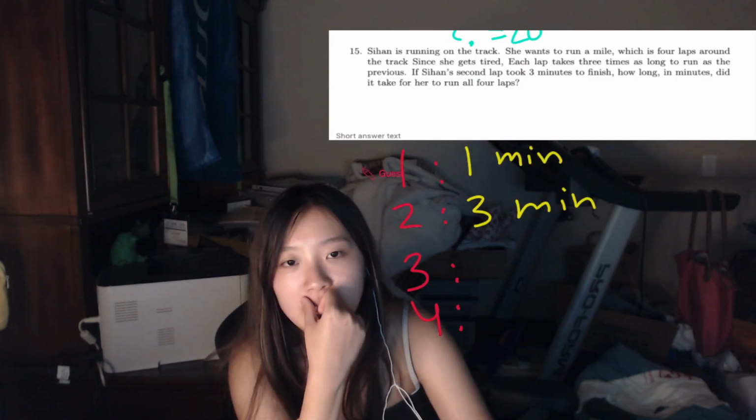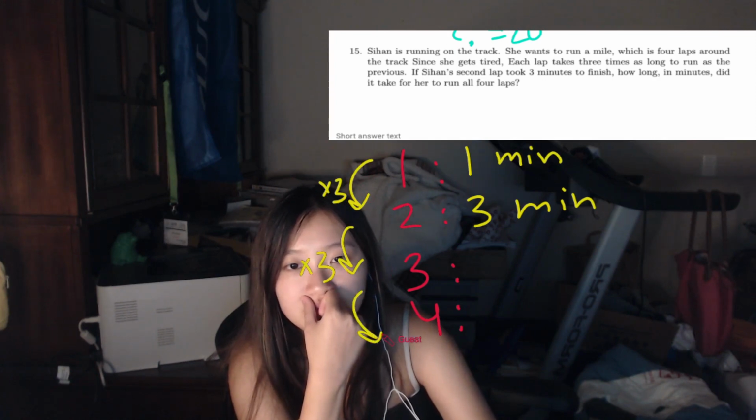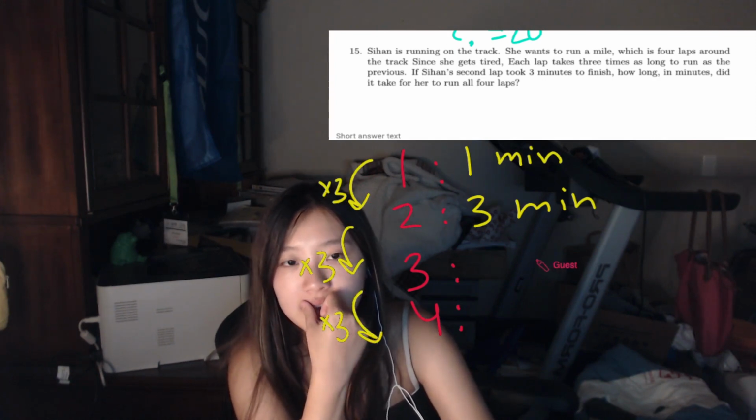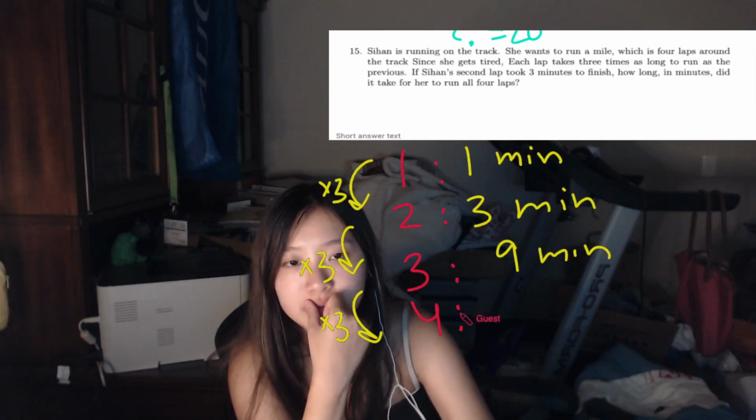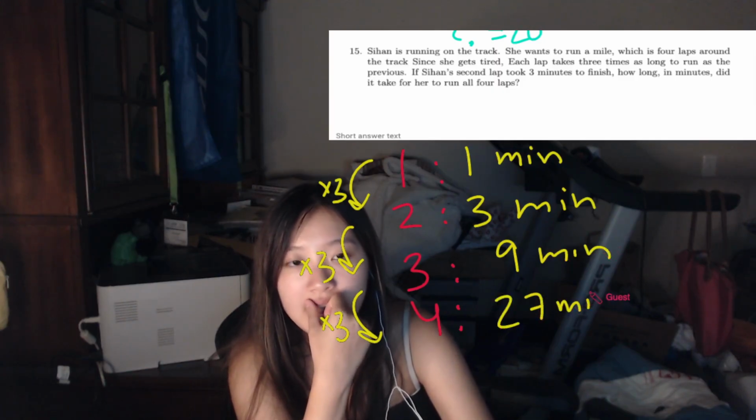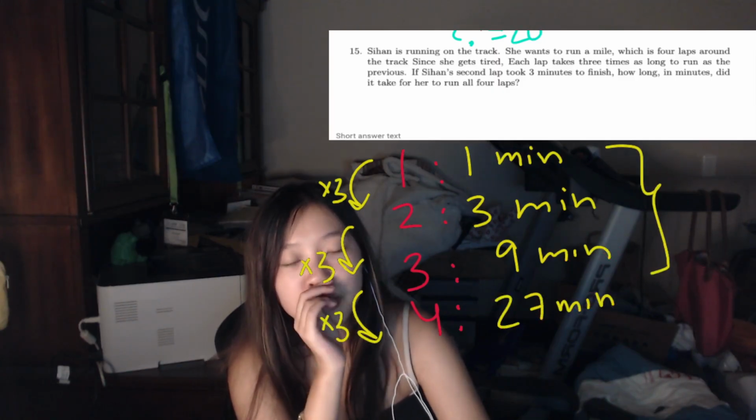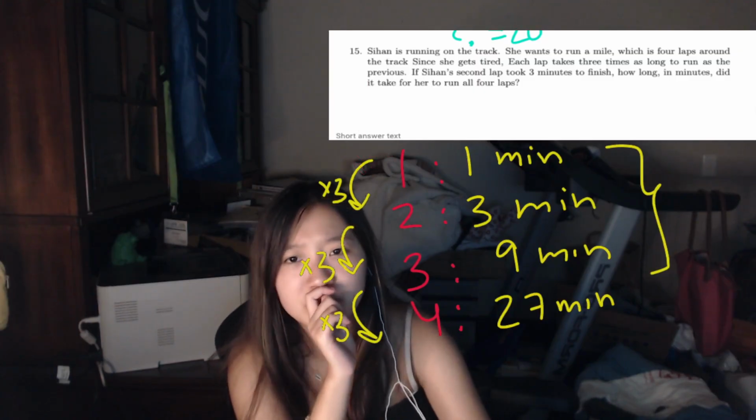Now I just follow this pattern. I just keep on multiplying by 3. So what's 3 times 3? That's 9. 9 times 3 is 27 minutes. And now I'm just going to add all of these up. So what is 1 plus 3 plus 9 plus 27?